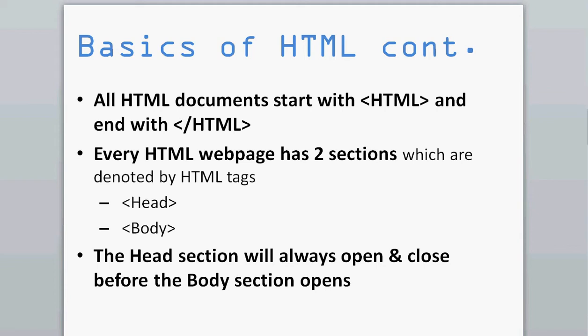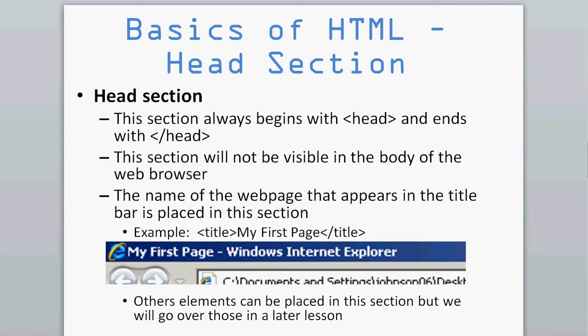Every HTML web page has two sections, which are denoted by HTML tags: the head and the body. The head section will always open and close before the body section opens. The head section always begins with the head tag and ends with a slash head.